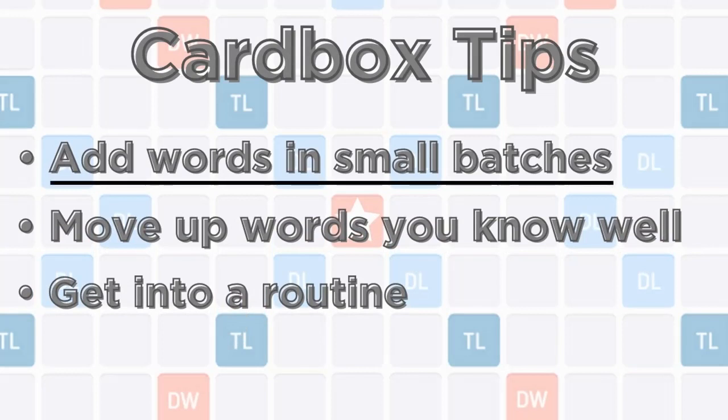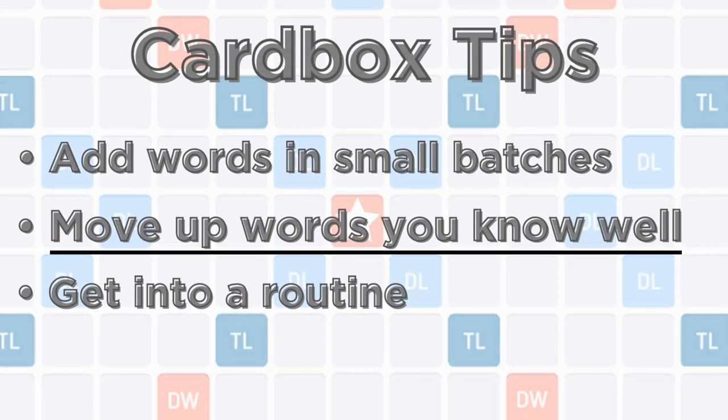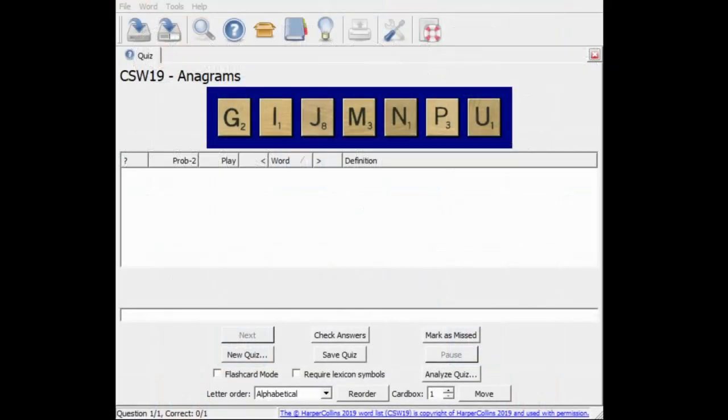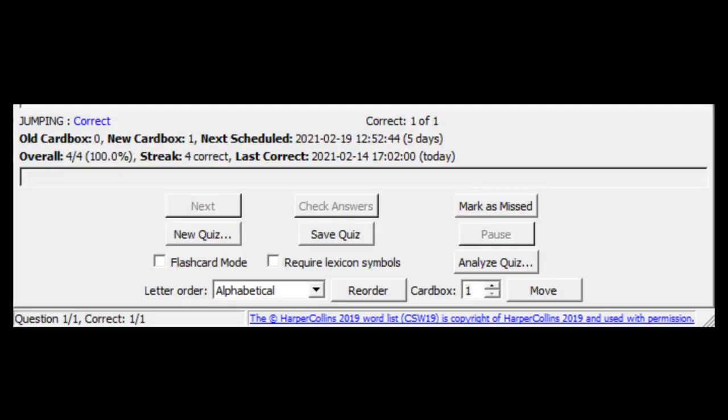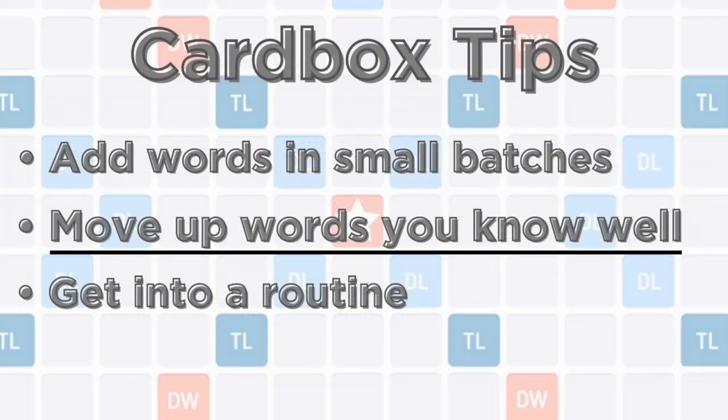Add words in small batches as you get used to the system. Adding a ton of words all at once defeats the purpose. If you encounter a word in your card box that you feel very, very confident you would see during a game, you can use the Move button to manually place that word into a higher card box.